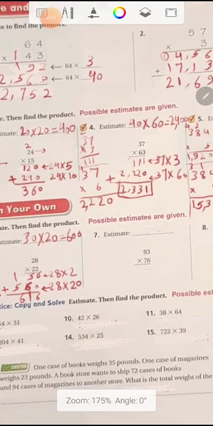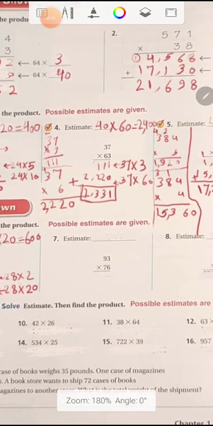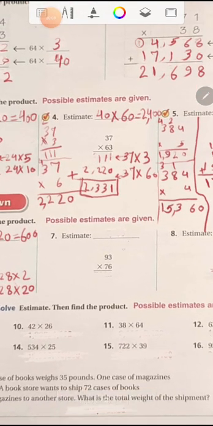Now let's continue with exercise 7. Here I want to find the estimate first. Let's round the numbers to the nearest 10. 93. Round to the nearest 10. Before 10 I have 3. 3 is less than 5. That means I will keep the same number and put 0 in the ones digit.